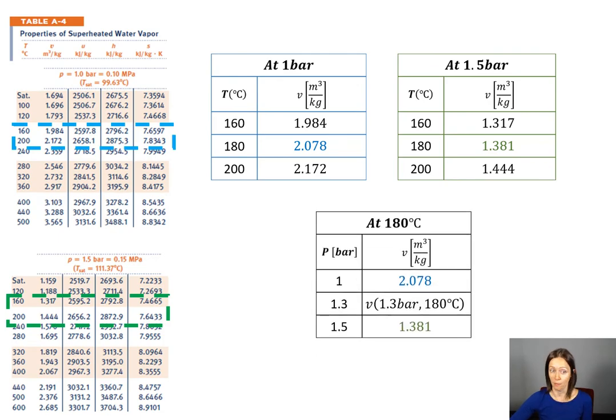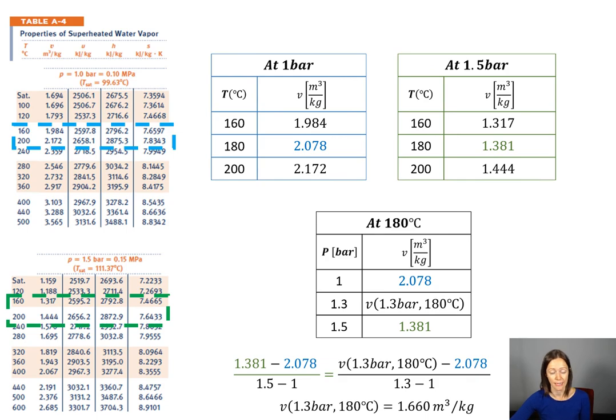And there's my new table that I'm filling in. I'm bringing the information from what I calculated in those top two tables and putting it in my new table. So I'm looking at the specific volume at 180 degrees Celsius, corresponding to 1, 1.3, and 1.5 bar. And it's just another interpolation. So 2.878, that's where that one comes from. 1.381, that comes from the 1.5 bar table. And I just need to interpolate. And I got 1.660 meters cubed per kilogram.